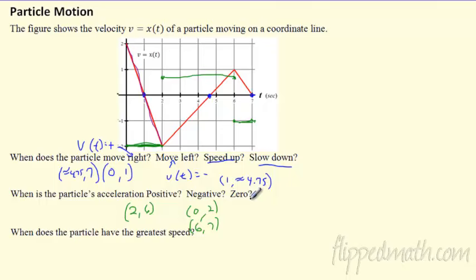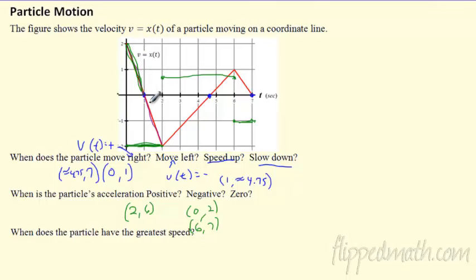Is there a time when the acceleration is 0? In this case, no. I don't have a place where the derivative is 0, so there is no place where it has no acceleration. So how does that help me with speeding up and slowing down? Well, the velocity here is just slowing down. It was a velocity of 2, and I'm going towards 0.